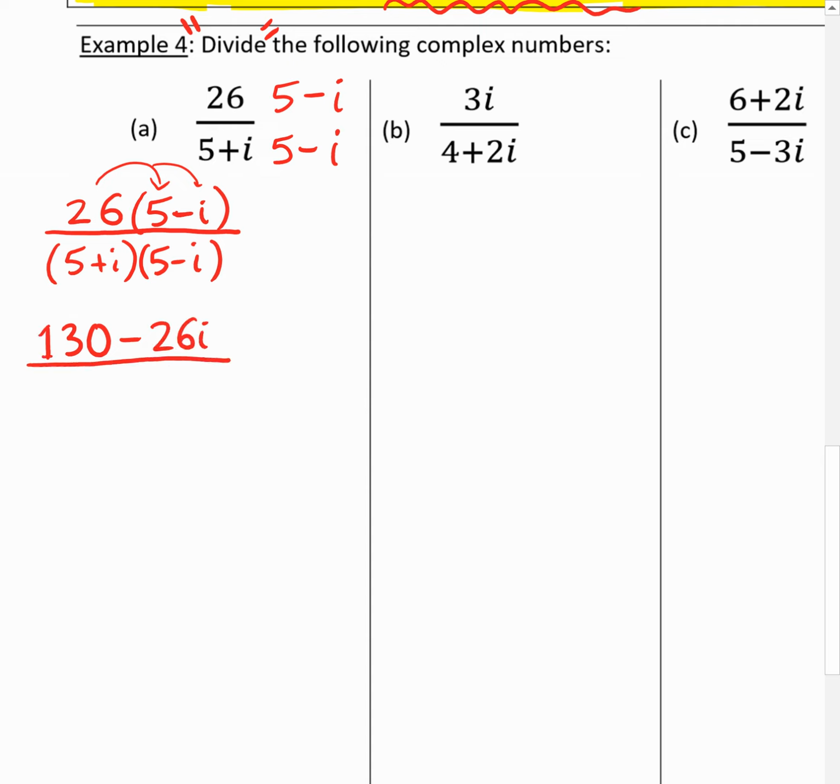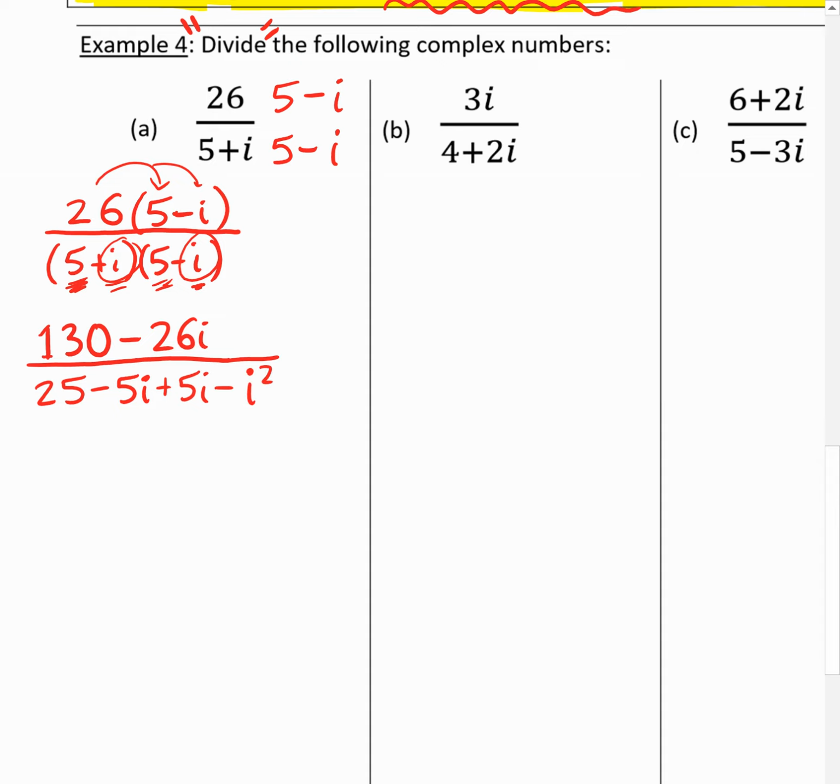How about the denominator? I have to FOIL that out. First times first, 5 times 5 is 25. Outer times outer, 5 times negative i is negative 5i. The inner times the inner is an i times a 5, that's another 5i, but positive. The last times the last, an i times a negative i is a negative i squared.